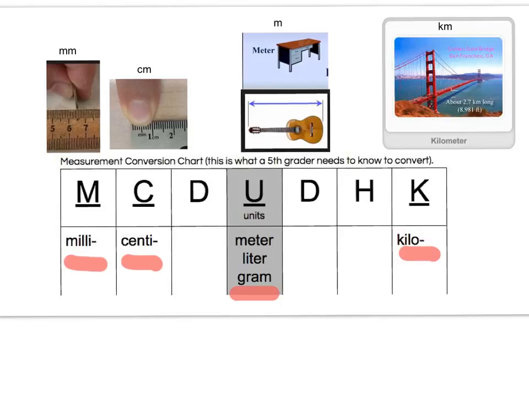These other place values, the D for deci, deca, and hecto, we're not using in 5th grade, so you don't need to worry about them right now, but you do need to know that they exist and that those columns are there in your drawings.